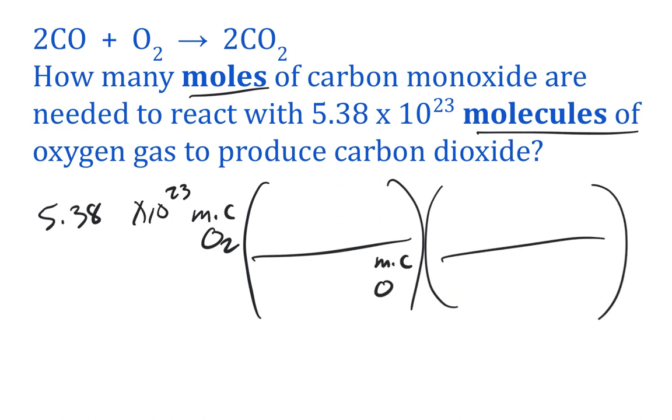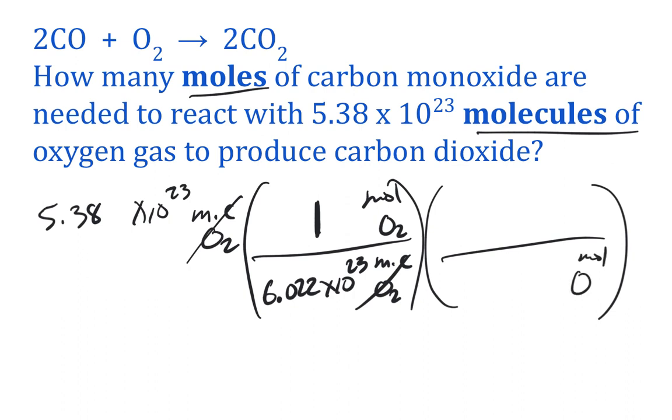Molecule of oxygen is in the bottom. Mole is on the top. Since I'm already changing from molecule to mole, I have to keep the substance the same. So both O2. The number in front of mole is 1 when it's opposite to gram, liter, or molecule, because it's a different unit. The number in front of molecule is 6.022 times 10 to the 23rd. And the mole of O2 goes in the bottom because it's diagonal.